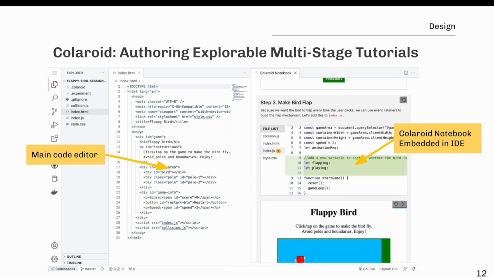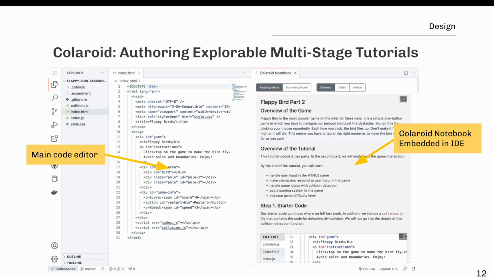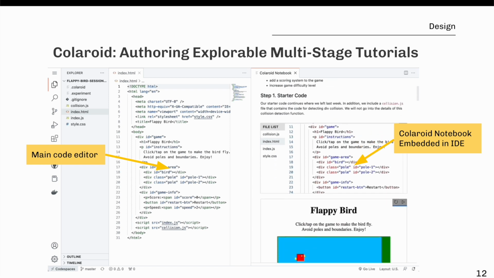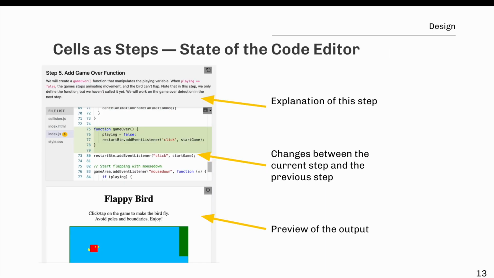This also allows the tutorial editor and the main code editor to interact with each other, as we will expand on later. A Colaroid cell represents a historical state of the programming process.